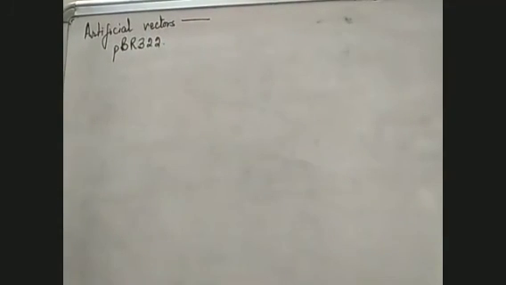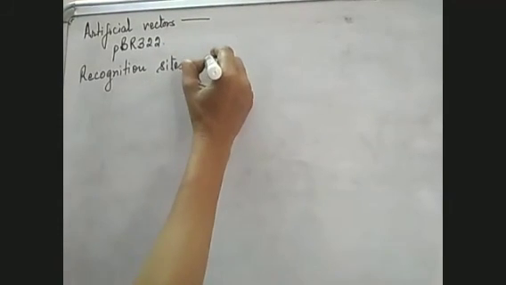Yesterday, I sent you the notes also, and it had this PBR 322, and that also showed how many recognition sites it has, the number of recognition sites. Recognition sites are the points where the endonucleases can cut. They can make the cut. These are those points where the endonucleases can cut.